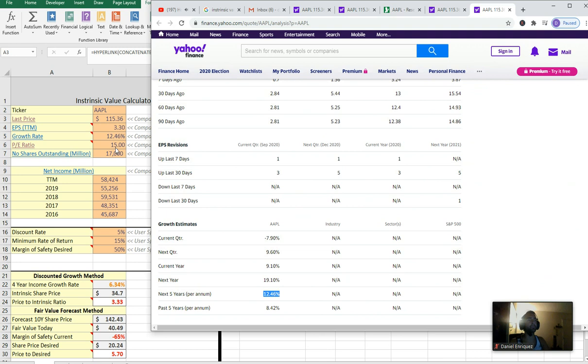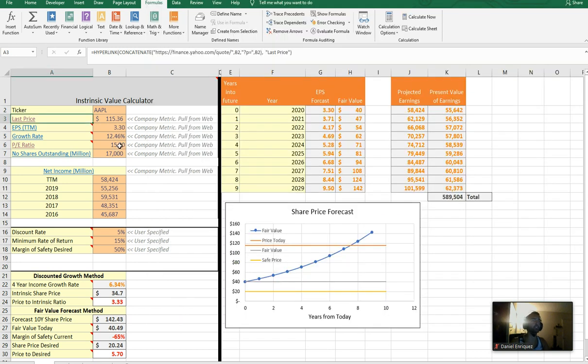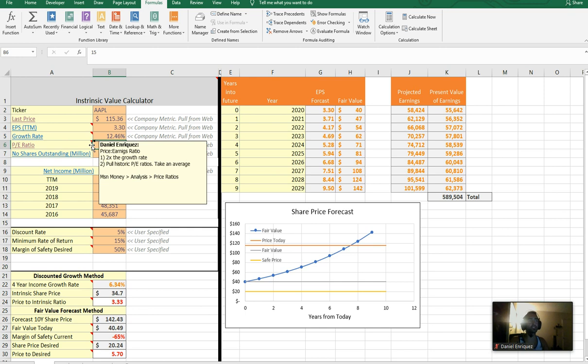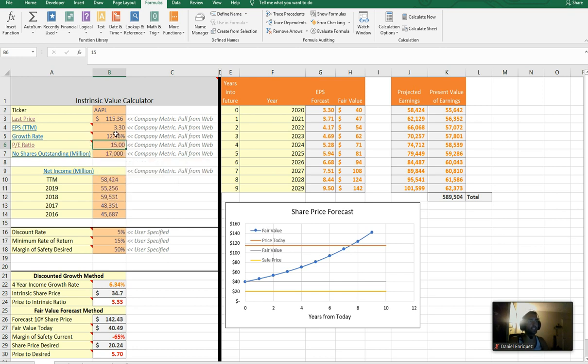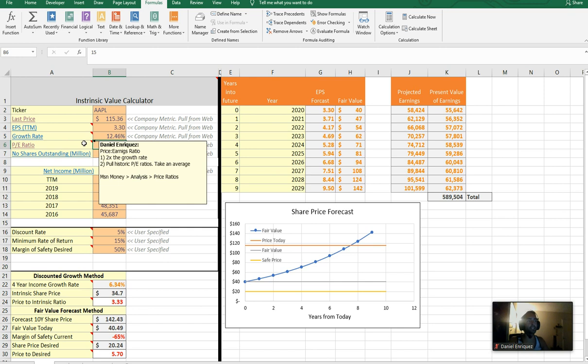Below that, you want to put in the price to earnings ratio. Now, the price to earnings ratio is interesting because there's two different ways you can put this in here. You can use 2 times the growth rate, so it'd be 24 in this case, 25 maybe, or you can pull historic price to earnings ratios and take an average.